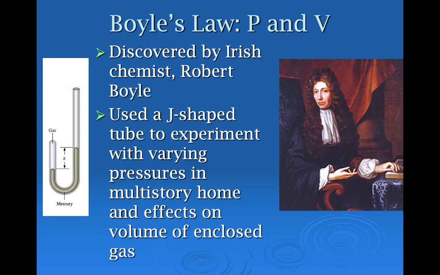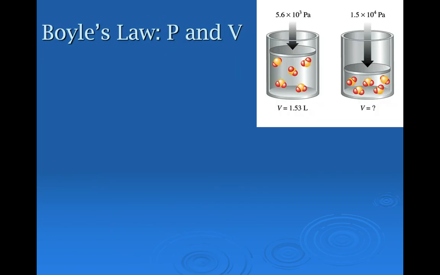And that's what a J-shaped tube looks like. He used mercury, just like Torricelli did when he discovered pressure. So, what is this Boyle's law? The relationship between pressure and volume on Earth.